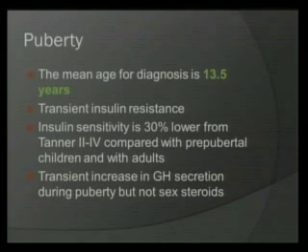Puberty: the mean age of diagnosis is 13.5 years, which is around the time of puberty. It's associated with physiologic transient insulin resistance. Measurement of in vivo insulin sensitivity demonstrates that insulin sensitivity is on average 30% lower in adolescents at Tanner stages 2 to 4 of puberty compared to prepubertal children and even adults. It's most likely due to a transient increase in growth hormone secretion during puberty, but not steroids.